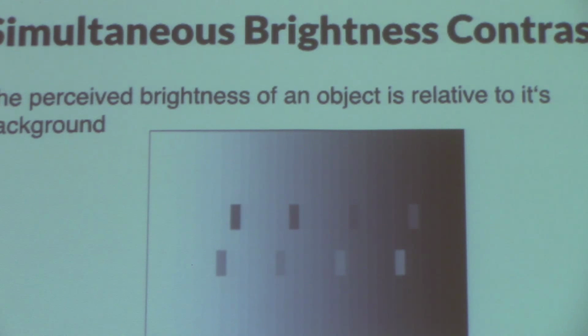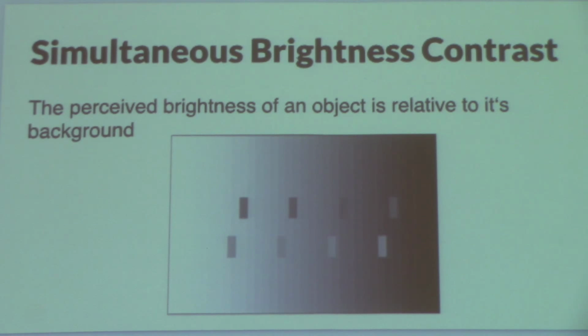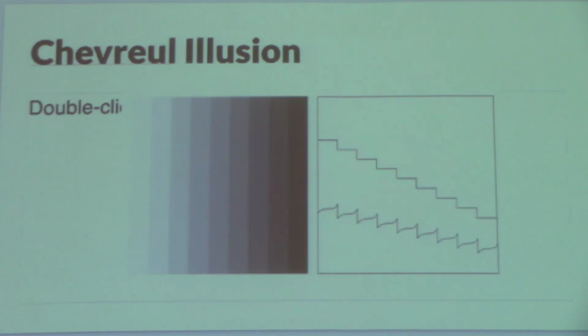Okay, and then we talked about the relativity of our perception. What we perceive is always very dependent on the context. So these squares are always of the same color, but just because we have a gradient in the back, we kind of understand them to look different.